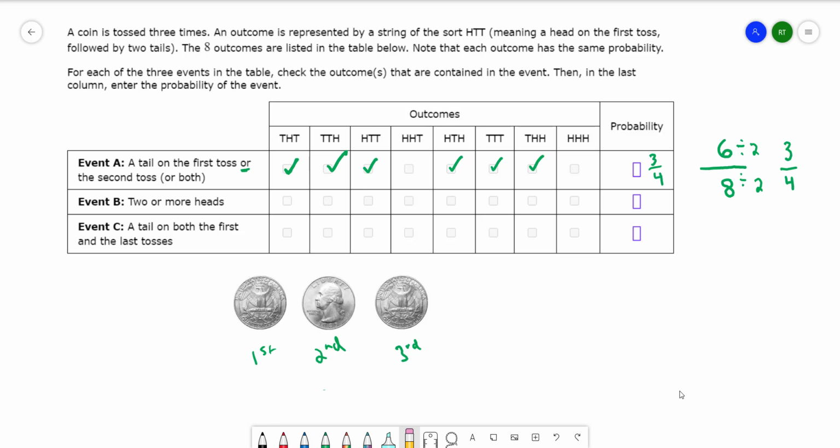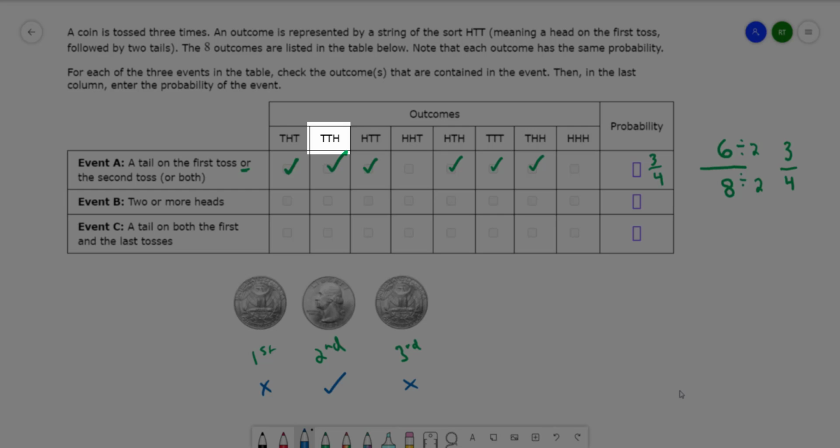Tails, heads, tails. So now we're looking for, in the 3 tosses, do we have 2 or more heads? I can see here that heads only came out in the second toss. It didn't come out in the first or the third. So I don't have 2 or more heads. Therefore, in the first situation, I don't check the box.